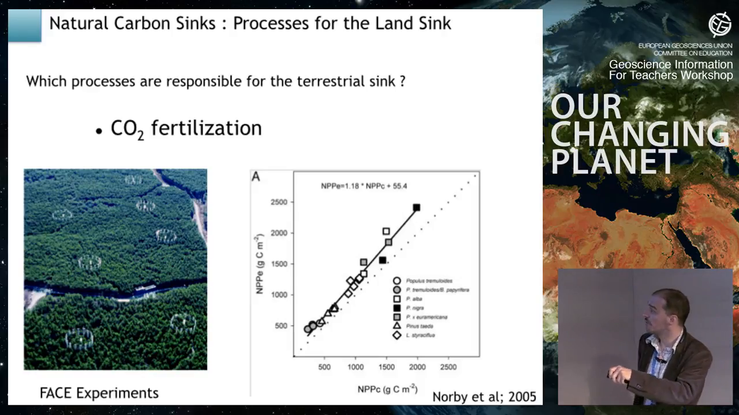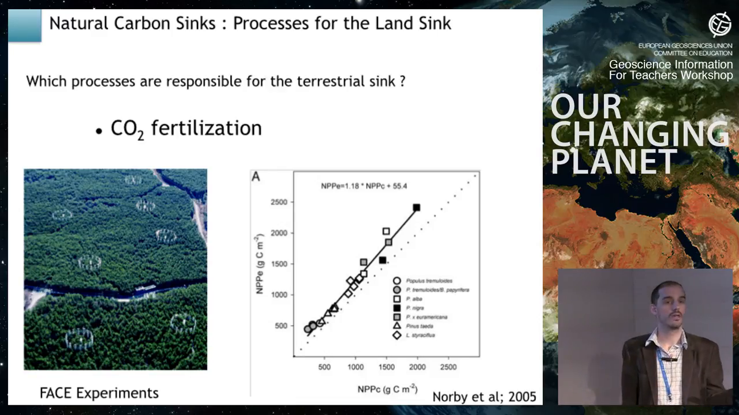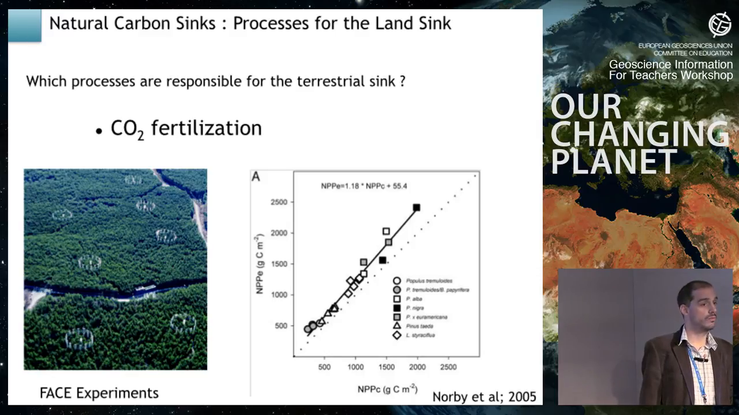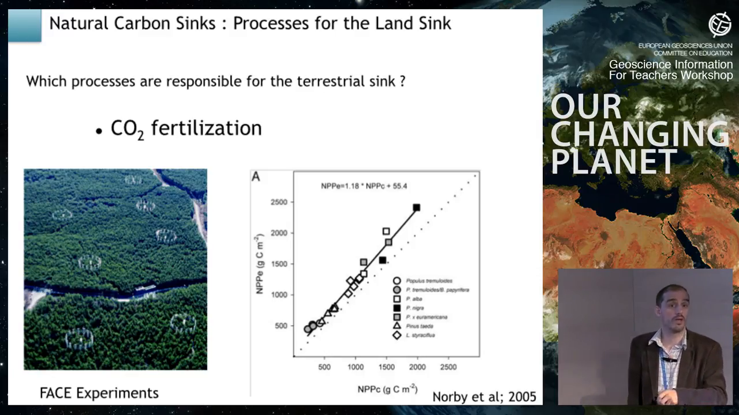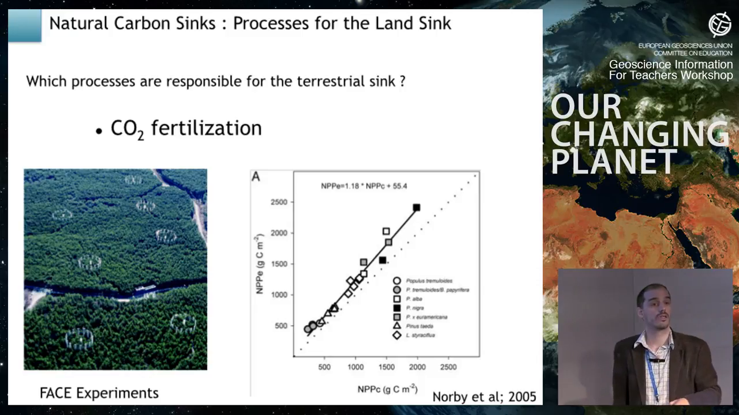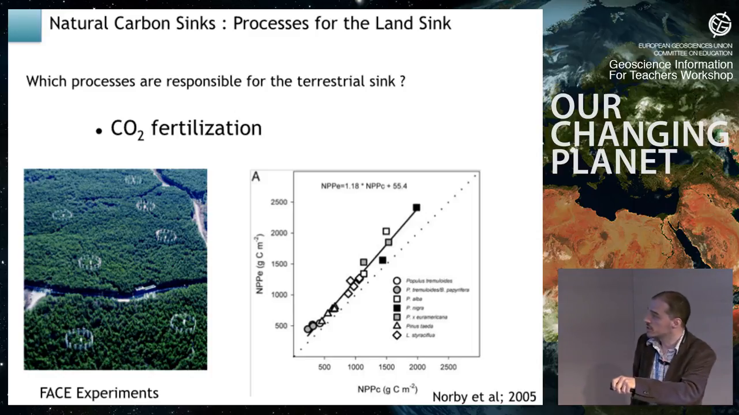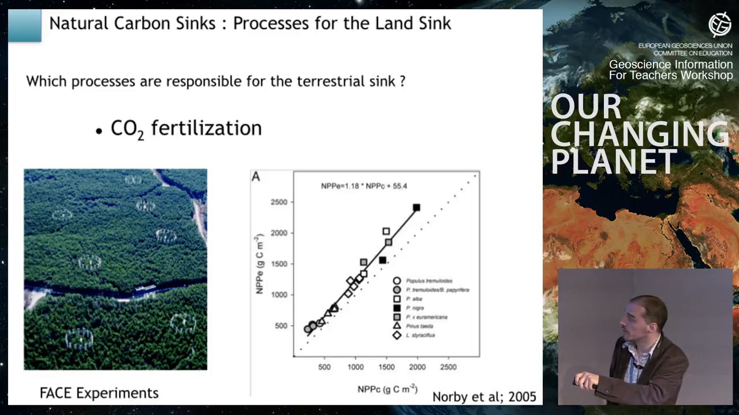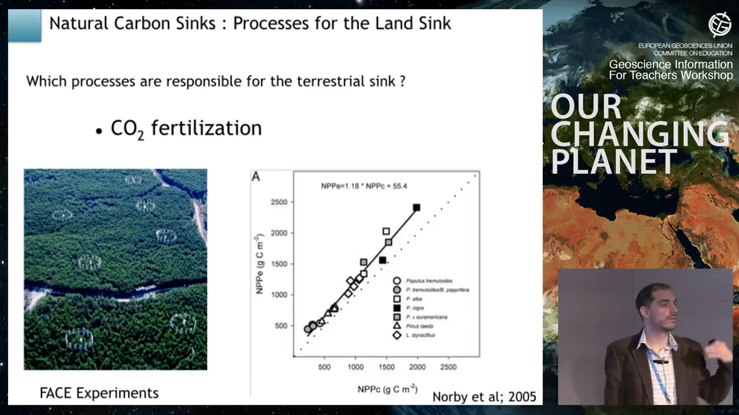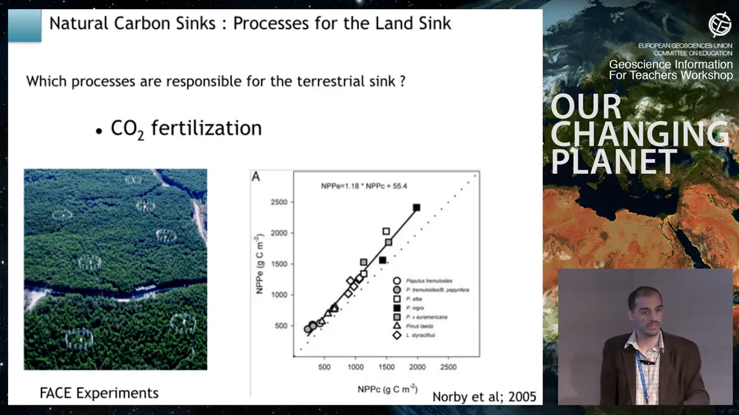You have what are called FACE experiments here, in which you take some parcel of a forest, and you artificially enrich the atmosphere with more CO2, and then you compare the biomass, for example, or the growth of trees that live in an enriched atmosphere compared to trees that live in a normal atmosphere. And that's what you see here. It's the net primary production for the enriched forests on that side, and this is for what we call control forests that grow under present CO2.